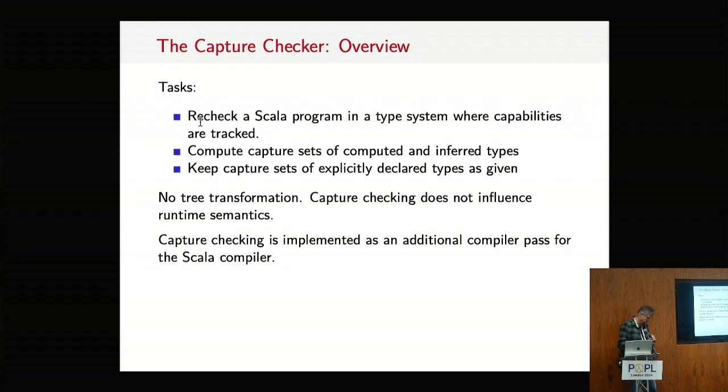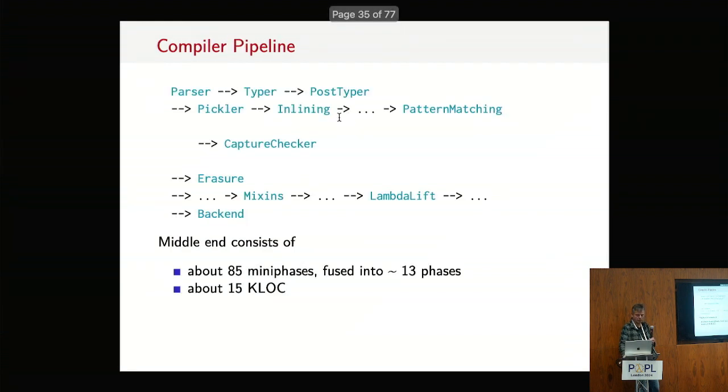Okay, so that brings me to the capture checker. I see I'm actually quite advanced in time already, so I'm going to speed up a little bit. So the task of the capture checker is to recheck a Scala program in a type system where capabilities are tracked and compute all these capture sets. If a capture set is explicitly given, then we say that's what it is. But for all the inferred types, we have to produce the capture set component. And the capture checking is, in a sense, similar to borrow checking in Rust. The two are implemented as additional compiler passes for us and also for the borrow checker.